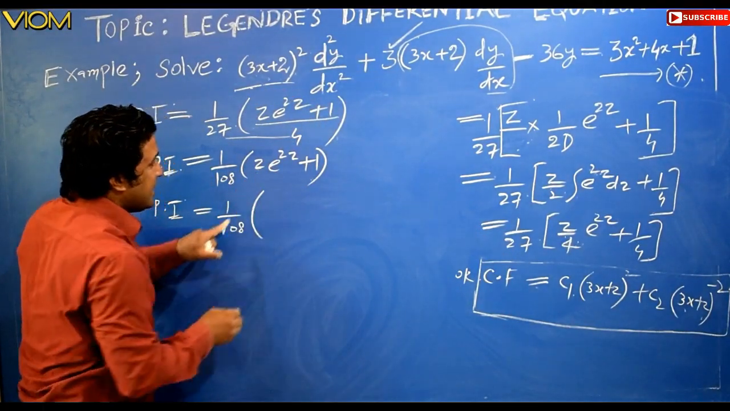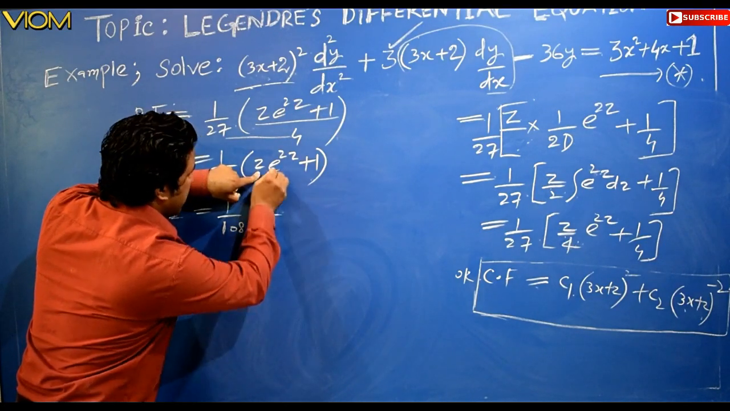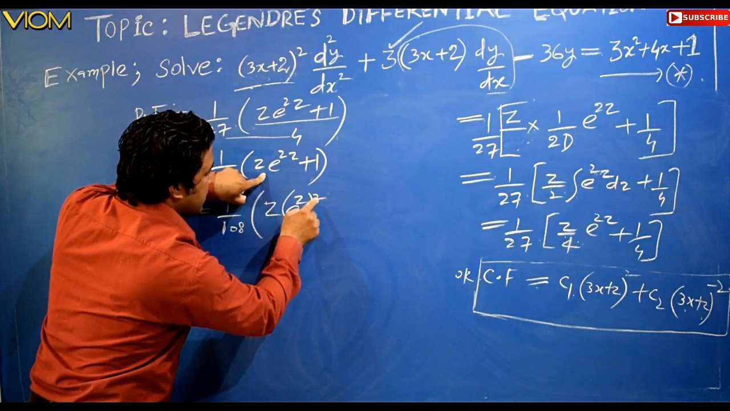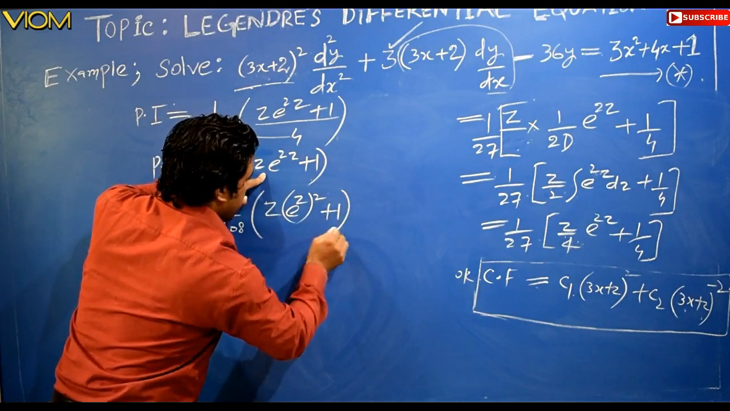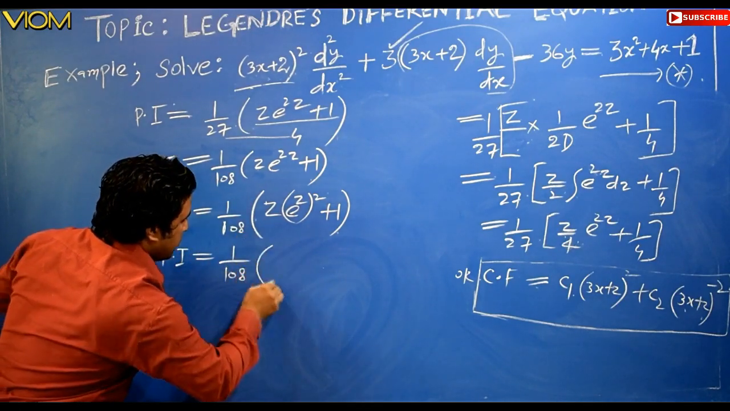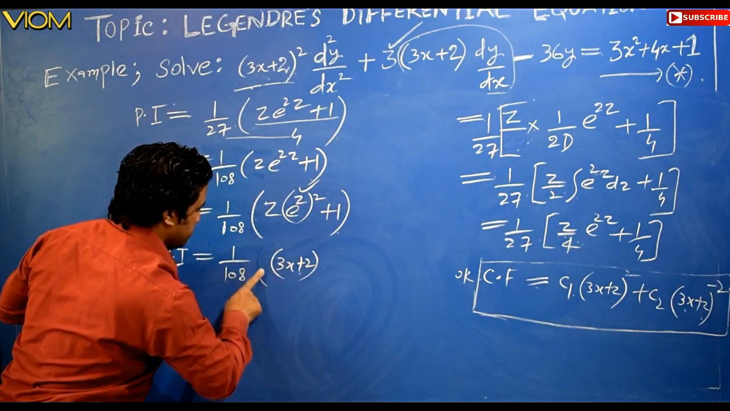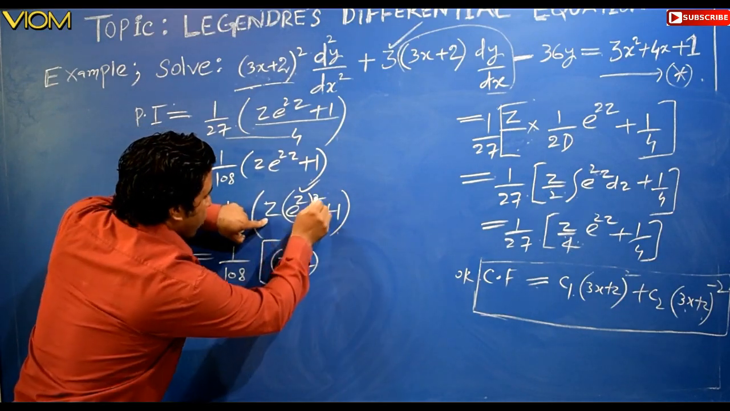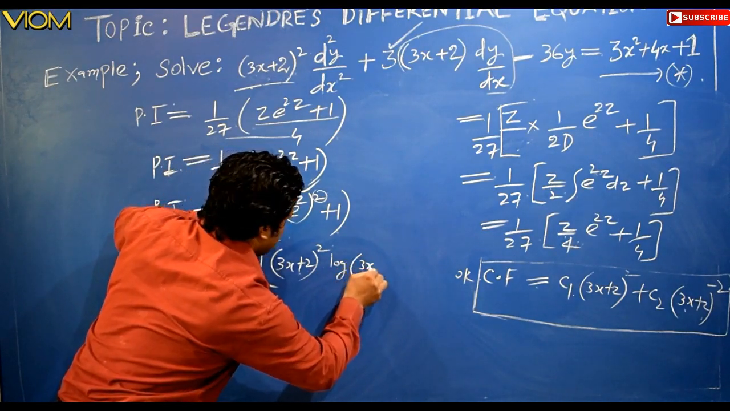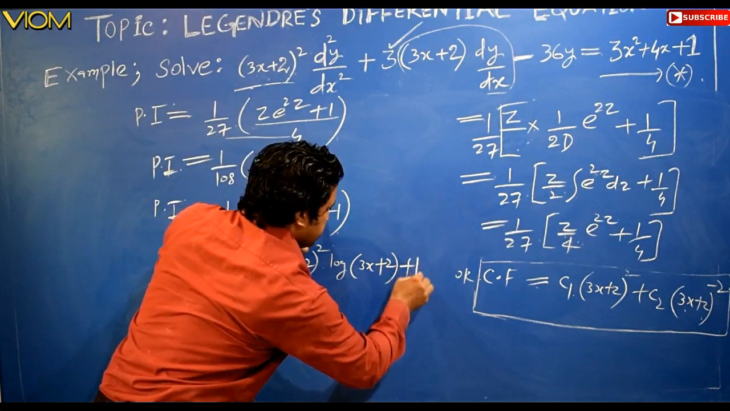What is z here? z is log. First of all I will make it simple. This is z e raised power of z whole square. I can write e raised power 2z as e raised power z whole square, plus of 1. But the concept is this one. Particular integral is equal to 1 divided by 108. What is the concept of e raised power z? e raised power z is nothing but 3x plus of 2, whole square. This is as it is. What is the value of z? This is log of 3x plus of 2. Plus of 1 is as it is.